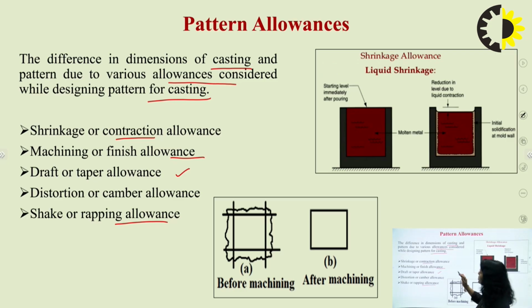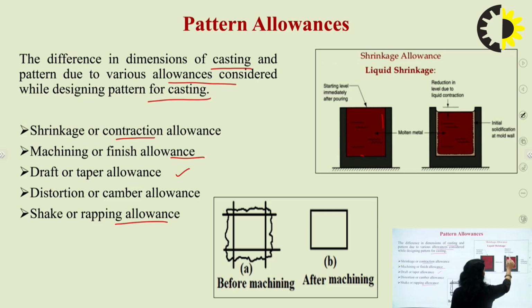So what is the meaning of the shrinkage or contraction allowance? In this diagram, the first diagram indicates when the molten material is poured, the starting level immediately after pouring. This is the flask, the molding box, which has the mold cavity, and this red color shows the molten metal. This is the starting level, and this is the dimension at the time of pouring, the dimension of the cavity.